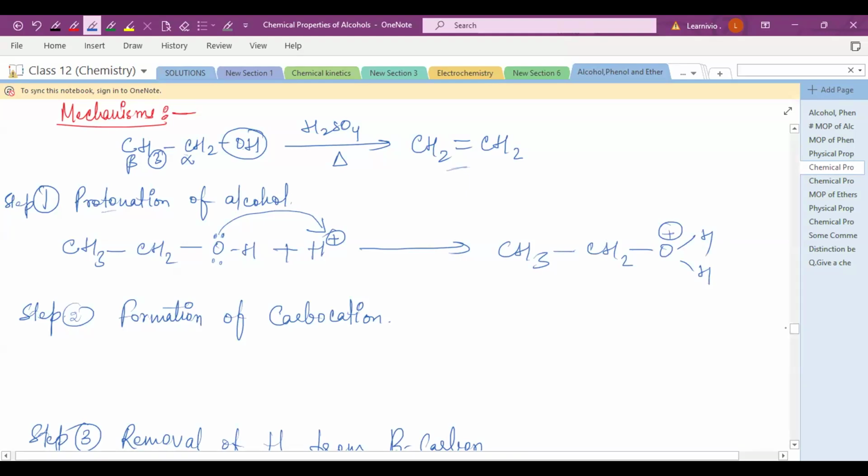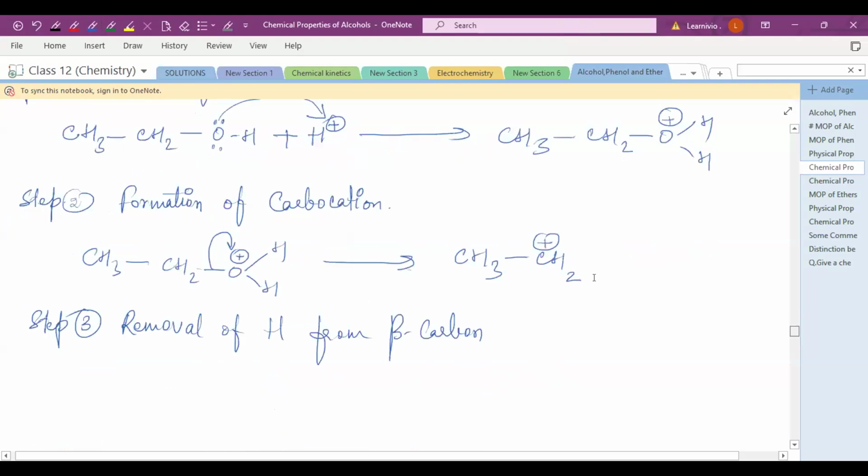Second step will be the formation of carbocation. So how will the carbocation form? This is CH3, CH2, oxygen, two hydrogens, and this has a positive charge. Now see, because this is very unstable, this bond will break, and due to this there will be a formation of carbocation: CH3 and here CH2 with a plus charge. So this is the formation of carbocation, because this H2O is very unstable, so water will be removed.